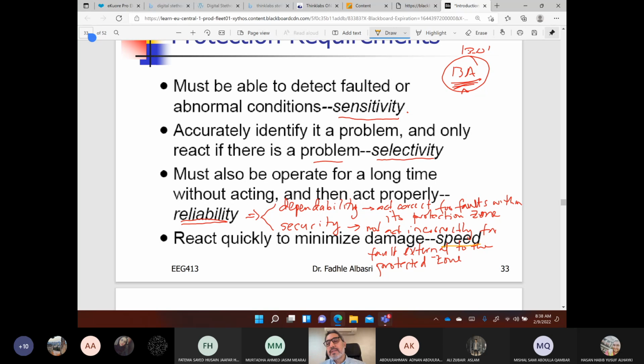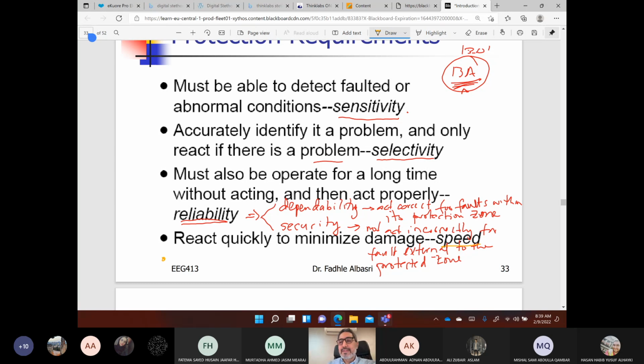We want to design a protection system that is very sensitive and detects faults or abnormal conditions. It can select only the faulty equipment and clear it from the system, which is selectivity. It is reliable, it always takes the correct actions. But also as fast as possible, so speed is very important. Speed can reduce the damage. Sometimes we also add that it has to be economical.